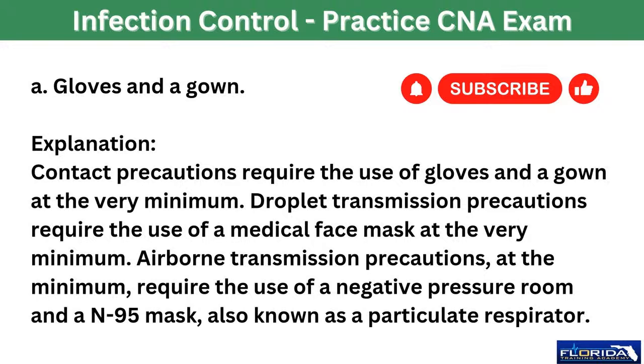Droplet precautions require the use of a medical mask in addition to the other options. Airborne transmission precautions at a minimum require the use of that special mask, the N95 mask, also known as a particulate respirator. And so you're going to learn these when you go into your facilities. They're usually going to have a sign on the door, and it's going to tell you the type of isolation a patient's on, and it will tell you the minimum PPE requirements. So right now, we're going through it, but in the real world, there's going to be help and reminders. The signs will also tell you whether or not you can use hand sanitizer, which is also important.